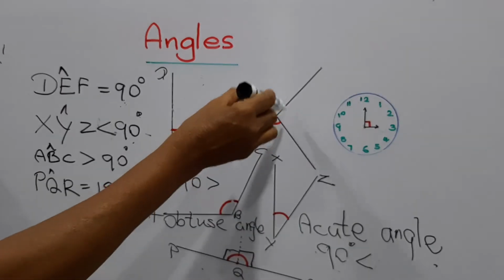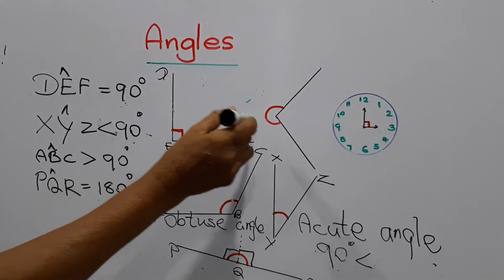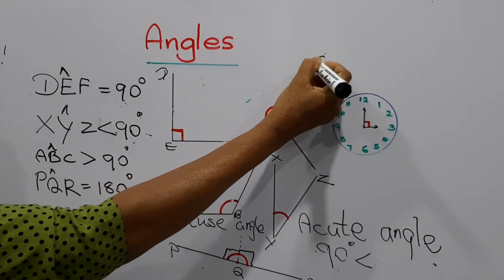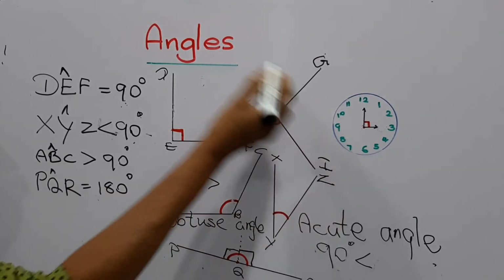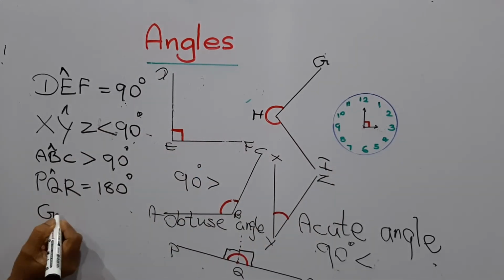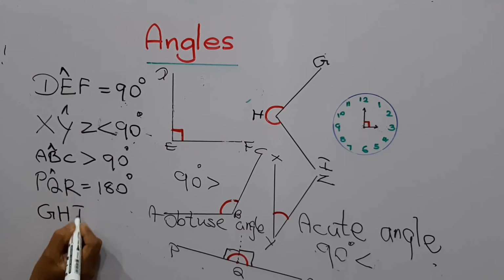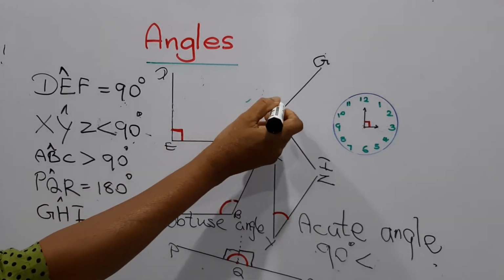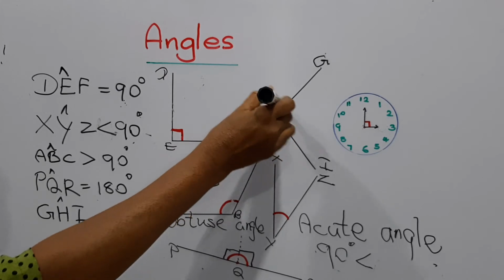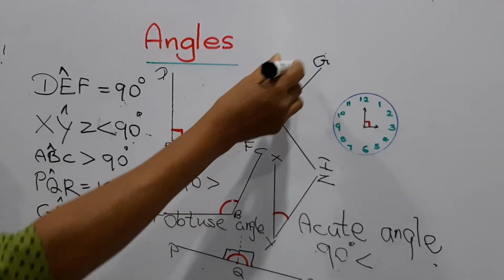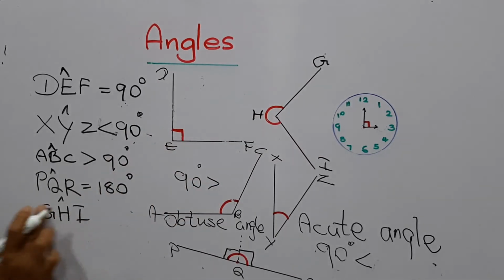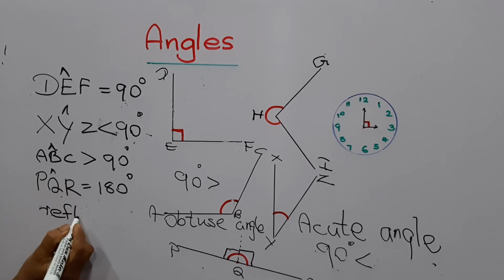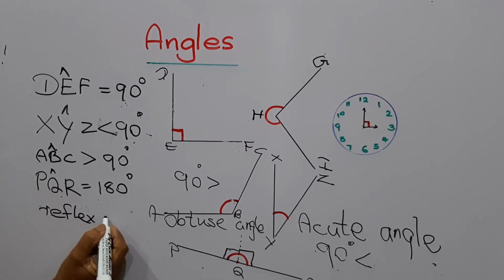Then we'll move to this one. We'll name this GHI. When we discuss this side of GHI, we name this as reflex. Reflex GHI angle, that is reflex.